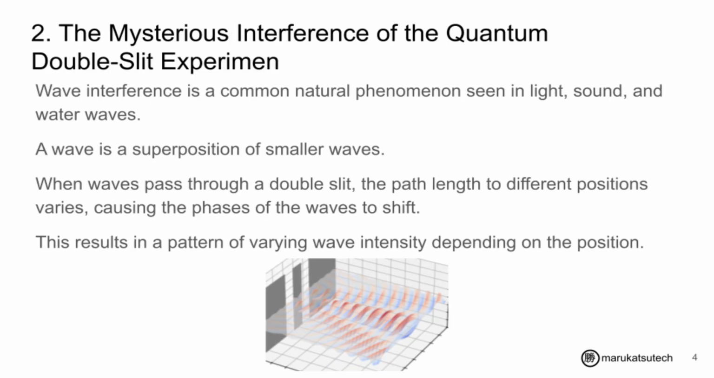Wave interference is a common natural phenomenon seen in light, sound, and water waves. A wave is a superposition of smaller waves. When waves pass through a double slit, the path length to different positions varies, causing the phases of the waves to shift. This results in a pattern of varying wave intensity depending on the position.